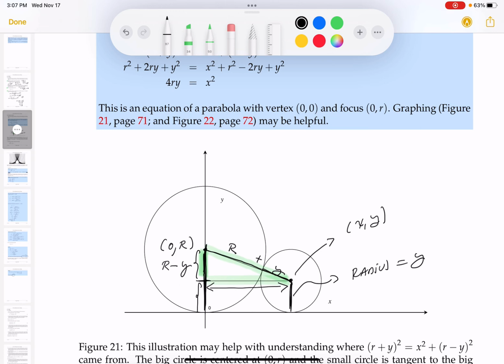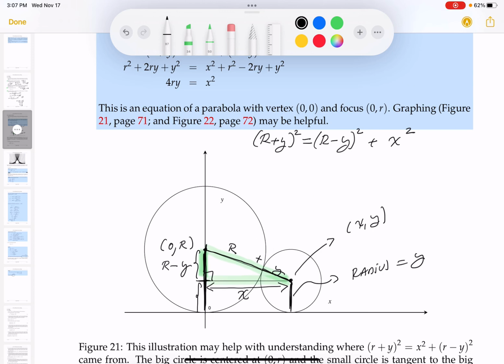Now, it's nice to have a picture, by the way. And that would be what? And that would just be x, wouldn't it? So I'm going to use the Pythagorean Theorem. Let's write this down for you. So it's going to be r plus y squared equals, it's going to be the leg squared. This is a right triangle, by the way. It's going to be r minus y squared plus x squared.